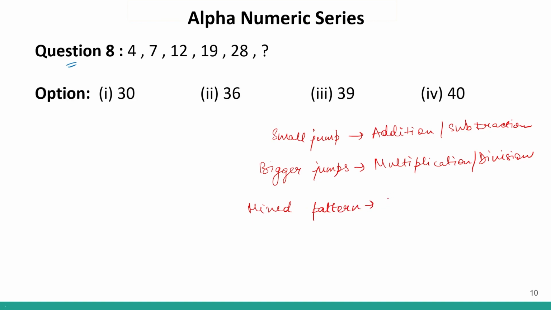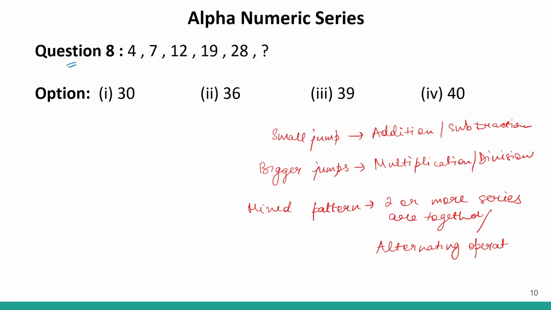If you see a mixed pattern, we assume that it is a club of two or more series. So two or more series are together, correct? Or we can also have alternating patterns or alternating operations. What do you mean by that? Alternating operations means that we have addition and then subtraction, or multiplication and then addition, something like this. So whenever you see a mixed pattern, it could be either a mix of two or more series, or it could be alternating operations. This is the approach that we should follow for alphanumeric series, correct?